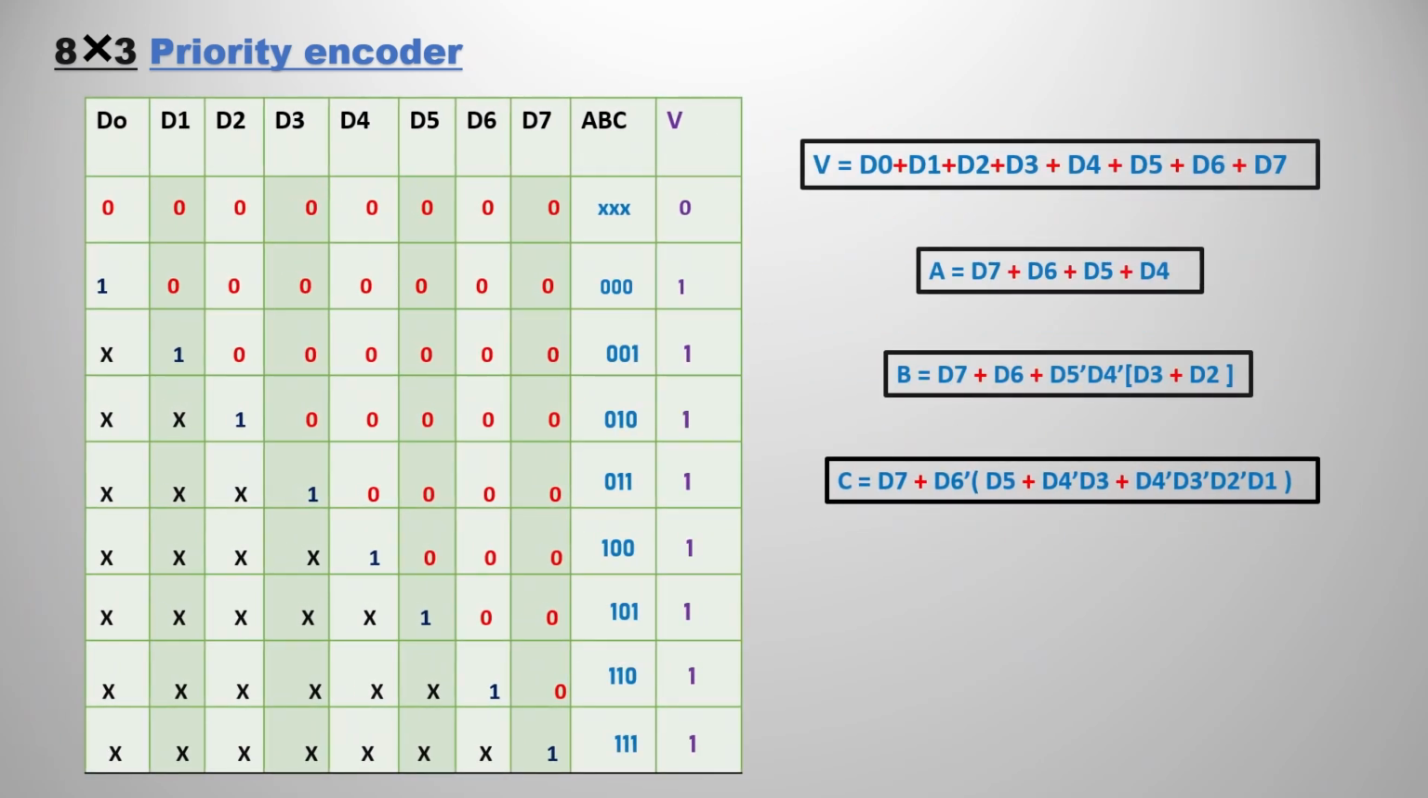I hope you understood all the 4 variables. Basically V is not a variable, because that is a simple sum. A, B, C are the main output expressions for the 8x3 priority encoder. I hope you know the basic logic of how the priority encoder selects, if 2 inputs are high at a time, which one should be selected. The highest priority should be selected first. That is the main thing. If you know this logic and the output expressions also, it's a very good thing.